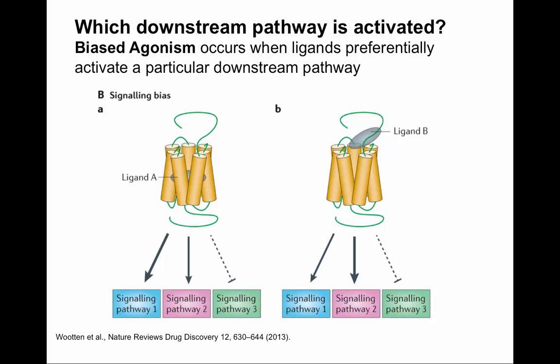Since the GPCRs have multiple signaling pathways, one pathway can be more activated than other pathways. This is called signaling bias. Some ligands preferentially activate one pathway over another, which is a concept called biased agonism.